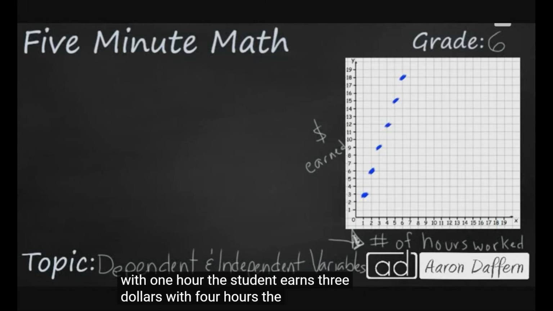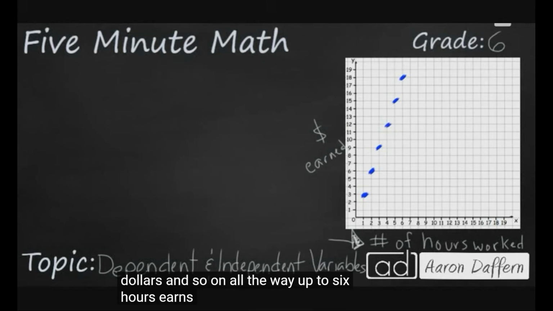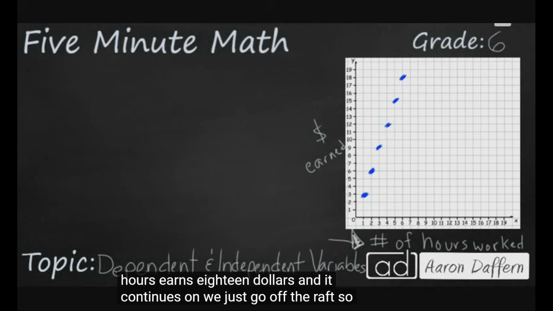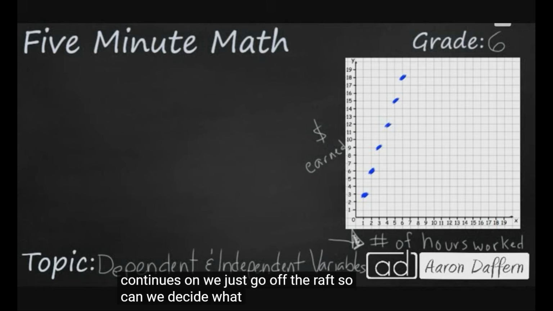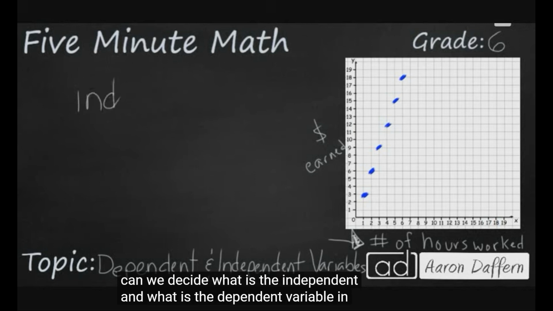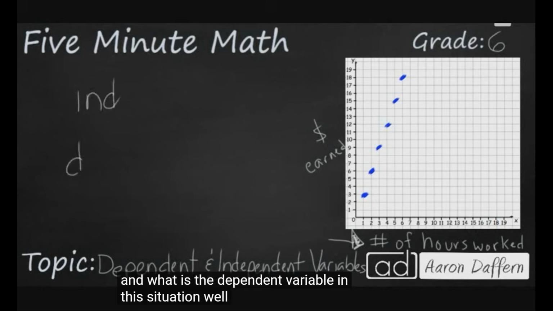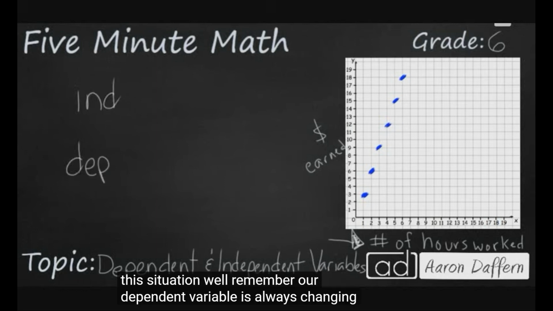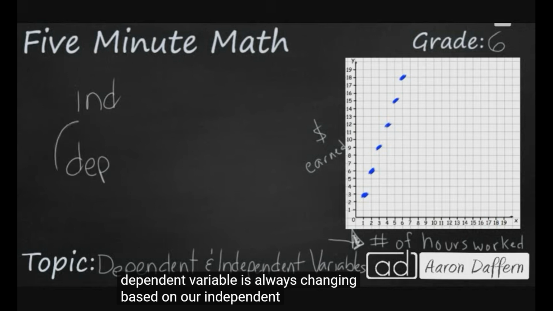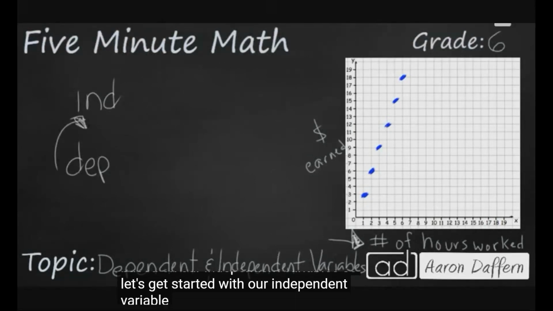With 4 hours, the student earns $12, and so on, all the way up to 6 hours earns $18, and it continues on. We just go off the graph. So can we decide what is the independent and what is the dependent variable in this situation? Well, remember, our dependent variable is always changing based on our independent variable. So let's get started with our independent variable.